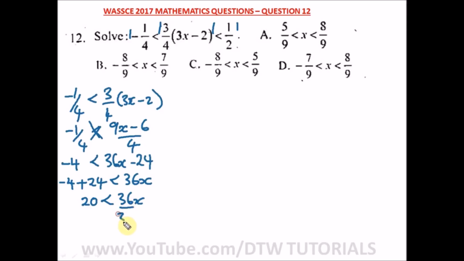To get x, we divide both sides by 36. When we divide both sides by 36, this will cancel out. And what can go here? I think 4 will go in 20 five times, and 4 will go in 36 nine times. So we have 5 over 9 is less than x. That is, x is less than 5 over 9.